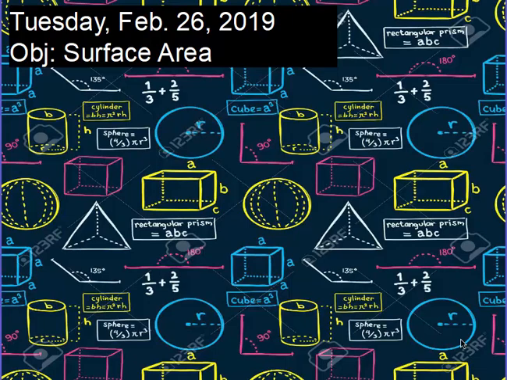Hello class. Once again, we're going to talk about surface area, but this time we're going to talk about surface area of a cylinder. So this is the last video about surface area. We've talked about what surface area is. We've talked about how to find surface area of a rectangular prism. We've talked about how to find surface area of a triangular prism. And now we're going to talk about surface area of a cylinder.